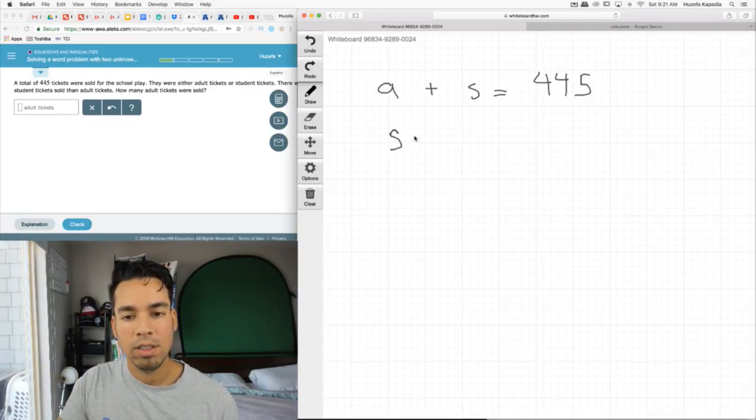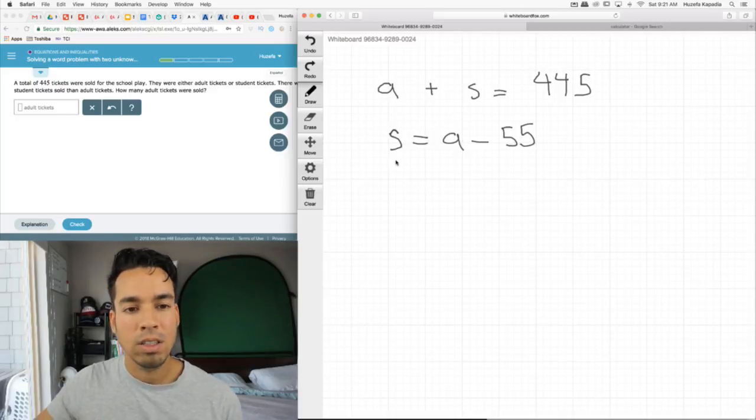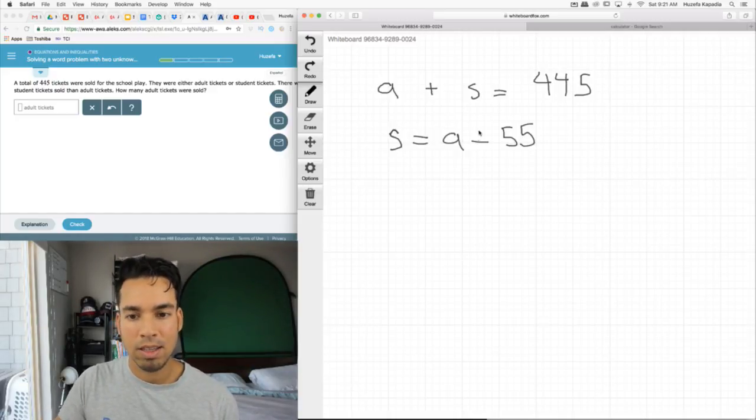So S equals 55 fewer than A. Right? So whatever the adult tickets were, S is fewer. Sometimes this gets a little confusing. Is it S minus 55 equals A? Well, no, that doesn't make sense. This makes sense, right? We can quickly plug in a value and see. If adult is 100, S would equal 100 minus 55, which is 45. And that makes sense. The student's supposed to be less than the adult.